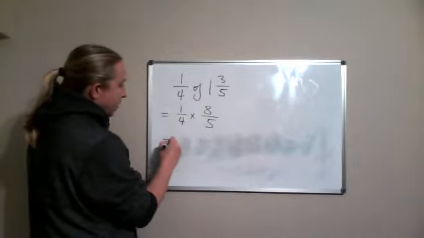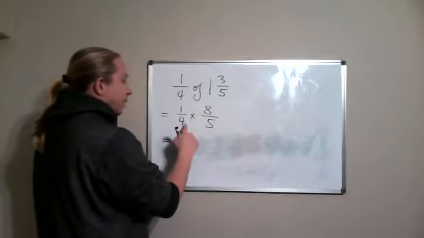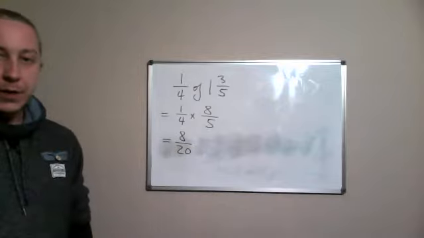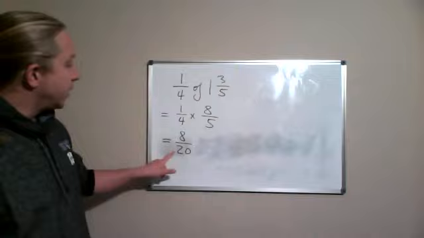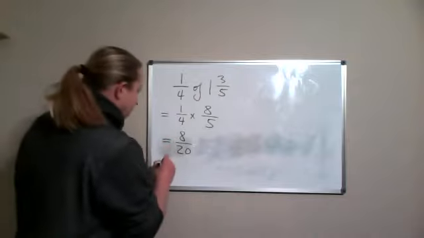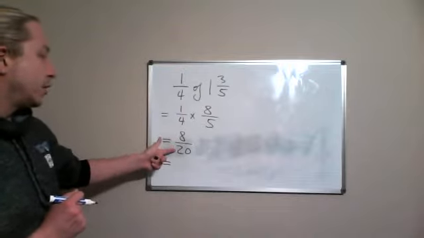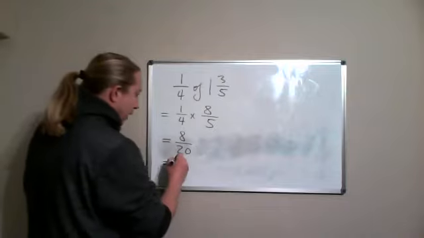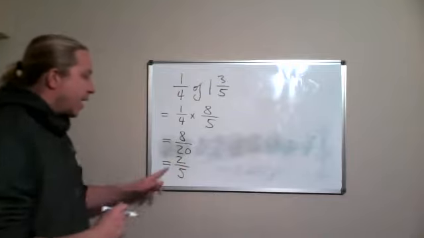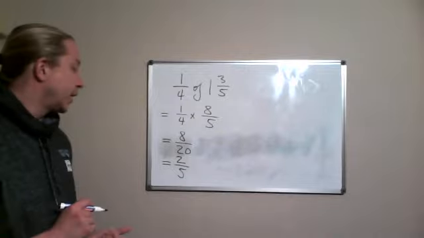So here we're going to multiply. 1 times 8 gives me 8, over 4 times 5 gives me 20. Are we done? The answer is no, because these two can be simplified. There's a common number that goes into both of these. I look at these and I say, well, a 4 goes into there and a 4 goes into there. So I divide the 8 by 4, I get a 2. I divide the 20 by 4, I get a 5. And now 2 over 5 is my simplified fraction, and that's where we can stop.